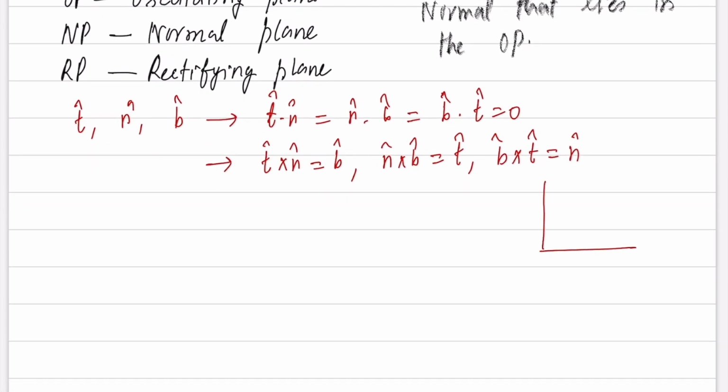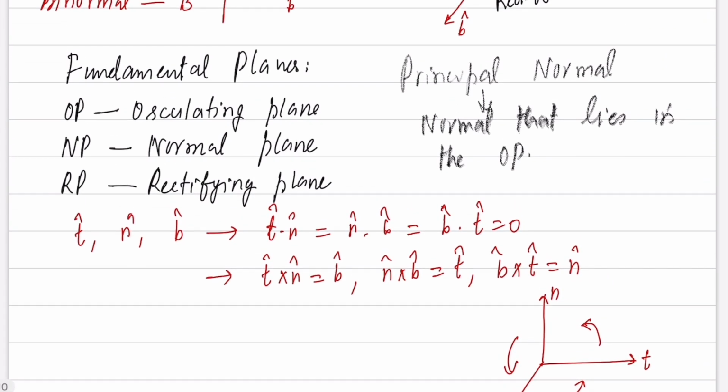So we have these three vectors, T, N, B. The cross product of T and N is the vector B, so it is in the anti-clockwise direction. The cross product N cross B is equal to T, and B cross T is equal to N. And if we take the cross product in the reverse order, like N cross T, it will be equal to minus B, and so on.